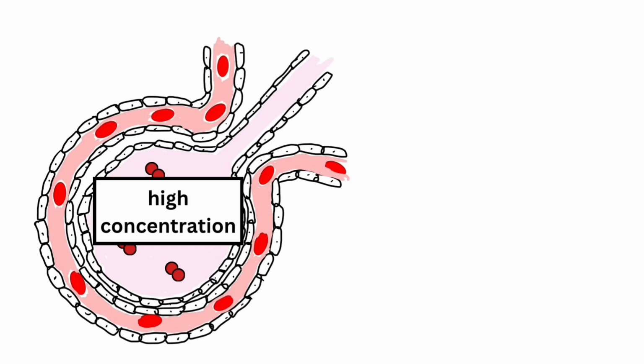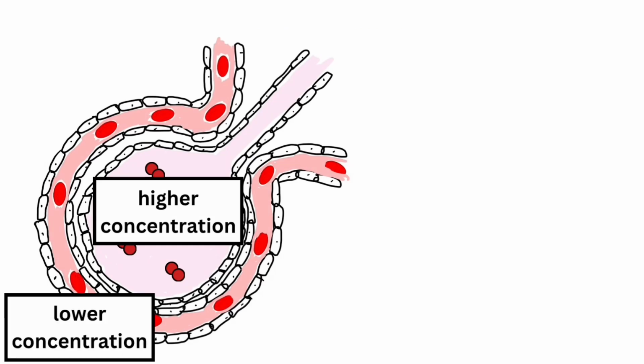When we've got a high concentration of particles in one area and a lower concentration of particles in another area, the particles will always move from where there is a higher concentration of them to where there is a lower concentration of them.